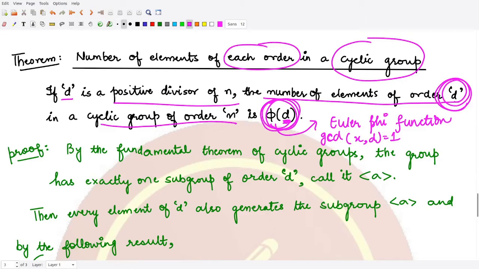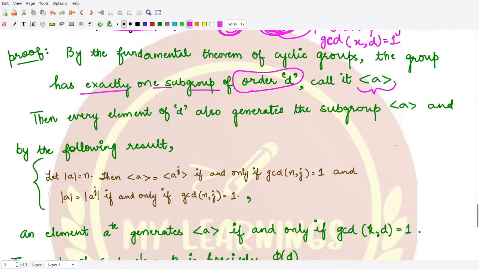We assume that d is some positive divisor of n, and we have a cyclic group of order n. Then we will prove that the number of elements having order d is precisely phi of d. According to the fundamental theorem of cyclic groups, we already know that the group has exactly one subgroup of order d.